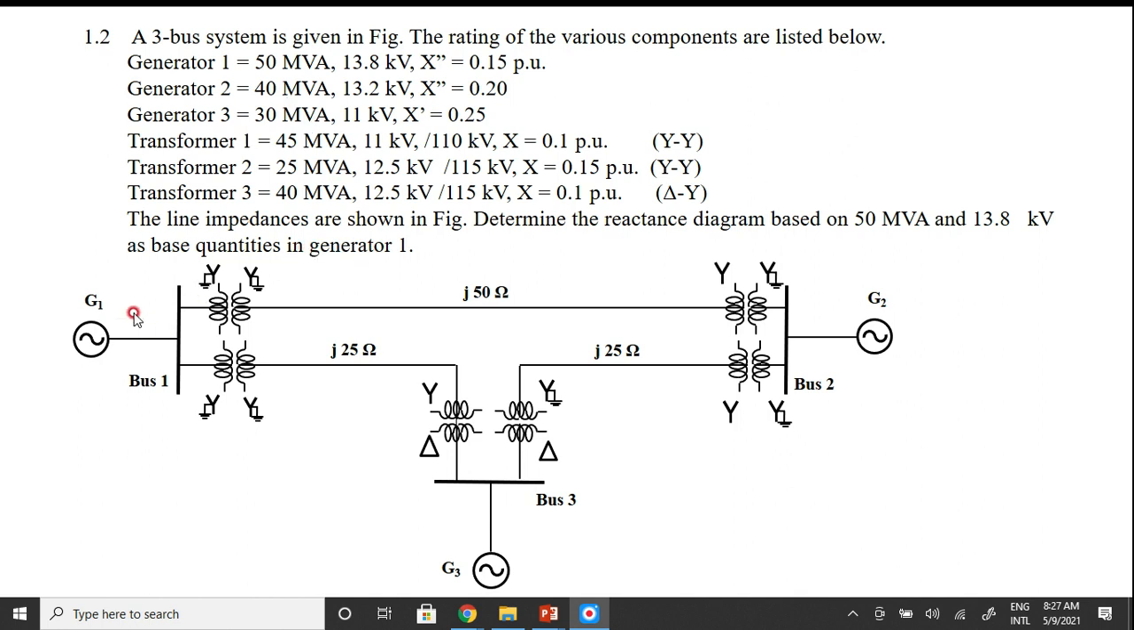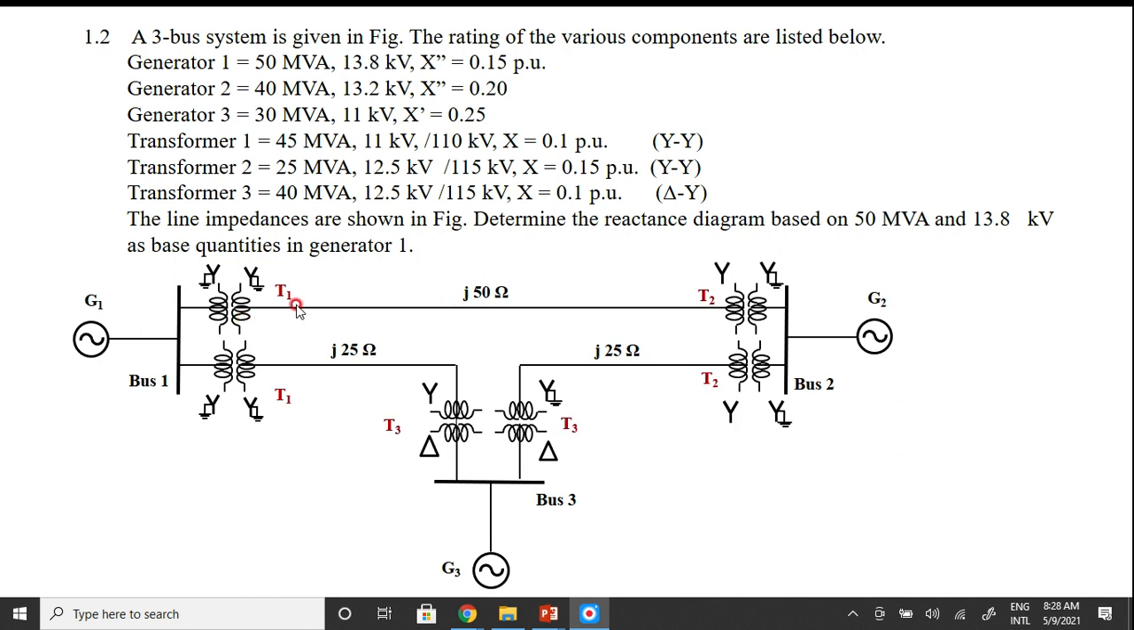These are the three generators G1, G2, G3 with three buses, that is buses 1, 2 and 3, and the transformers and the transmission line are joining generators G1, G2 and G3, and the specifications are mentioned here. Then the first step of solving this numerical is that you have to display all the ratings of the machines on the network itself.